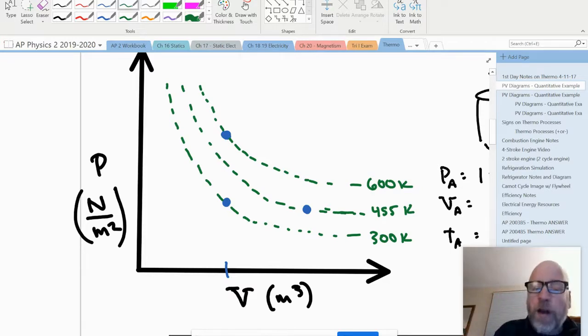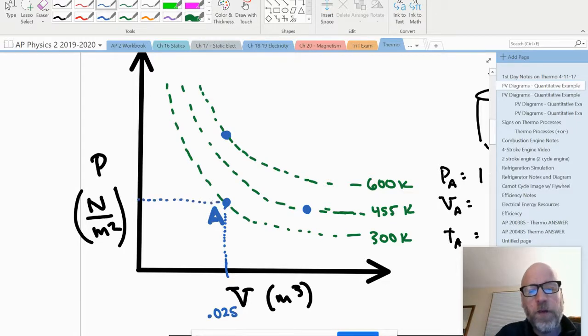Here's the thing. For A, if we start A at this point, it would have a volume of 0.025. You see it? So we'll let this pressure be equal to 1 times 10 to the 5th. So I double the pressure as it went up to B.